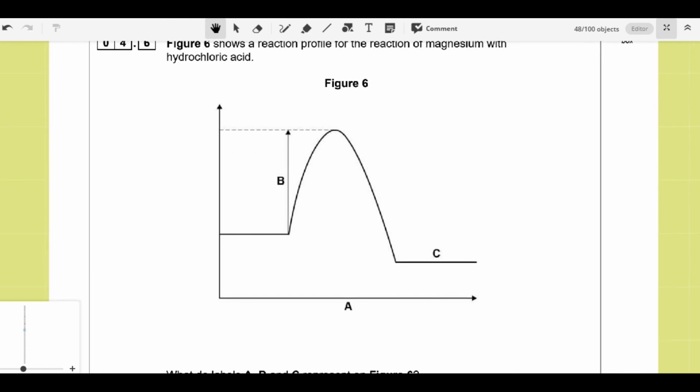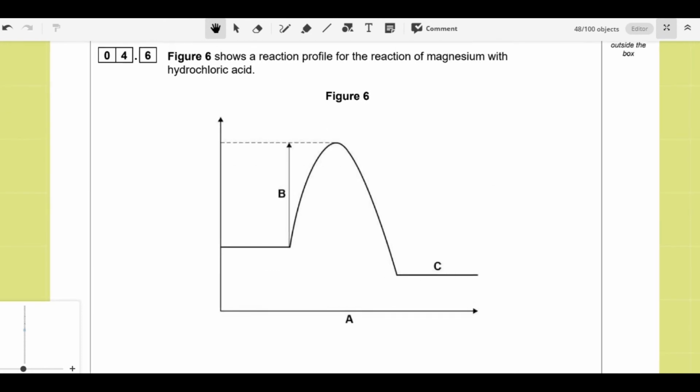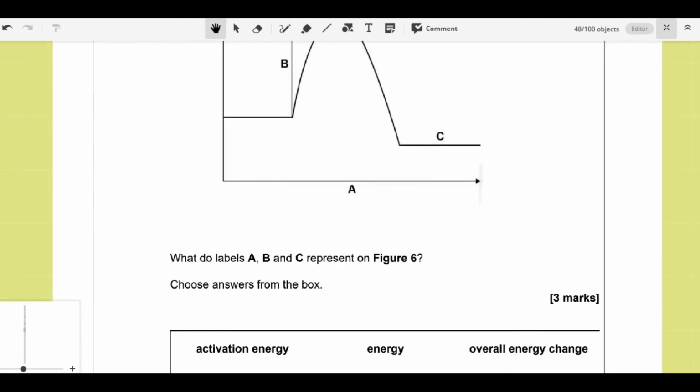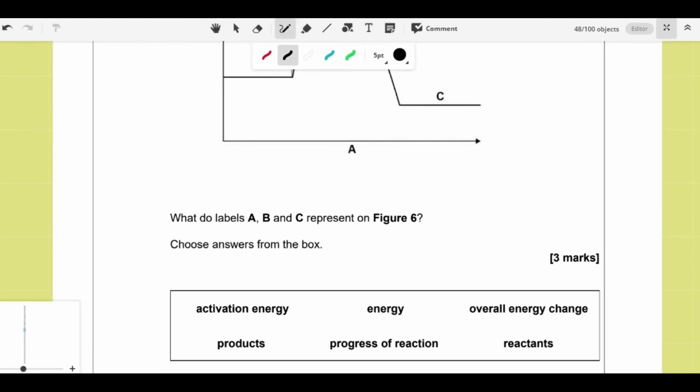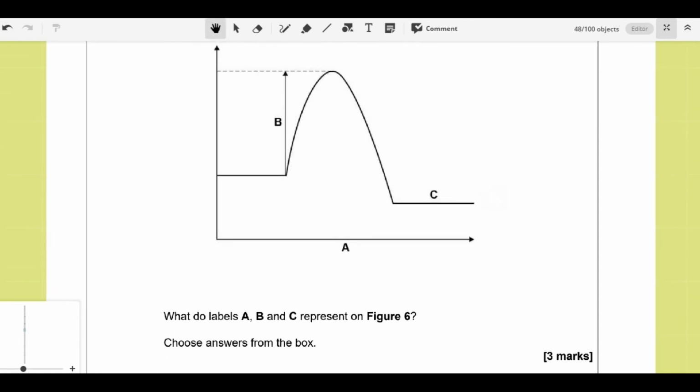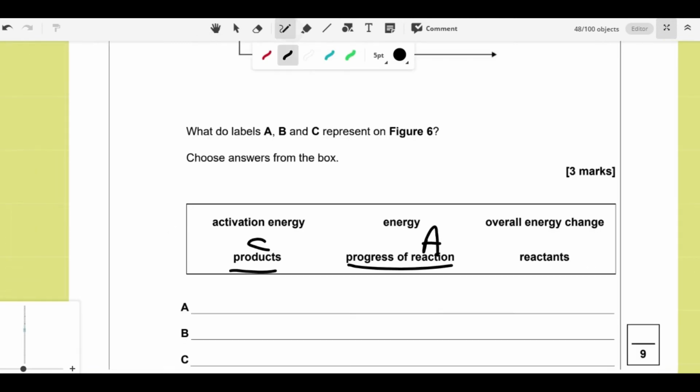Okay, next question is about an energy diagram, and you have to write which one is A, B and C. So A is actually the progress of reaction. I think that is given here. So I'm going to write that the progress of reaction is A, the C is the products, and the B is the activation energy.